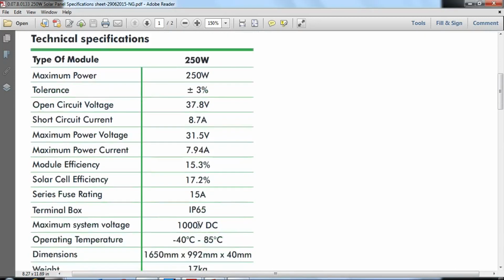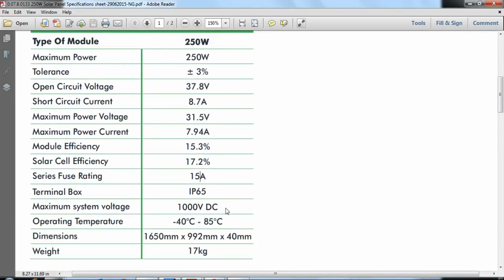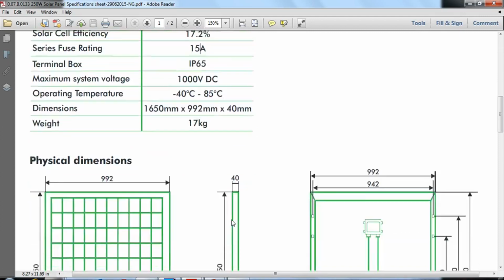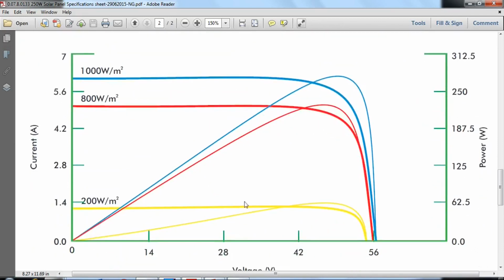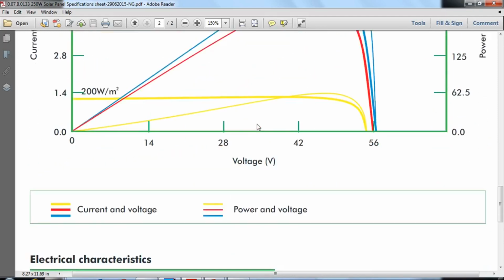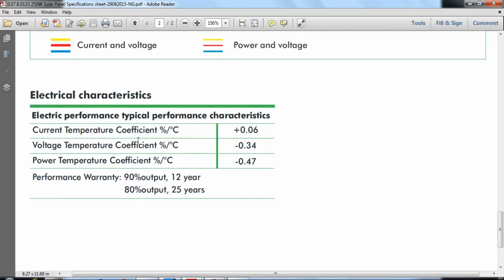Terminal box and the system voltage, this is most important. We can connect this module that can withstand up to 1000 volt DC. This is the weight, this is the operating temperature range, minus 42 to plus 85 degree centigrade. These are the various physical dimensions of the panel, and this is the IV and PV curve of this panel. Similarly, the current temperature coefficient is usually positive in this case. With change in temperature the voltage will collapse, and this is the power temperature coefficient.